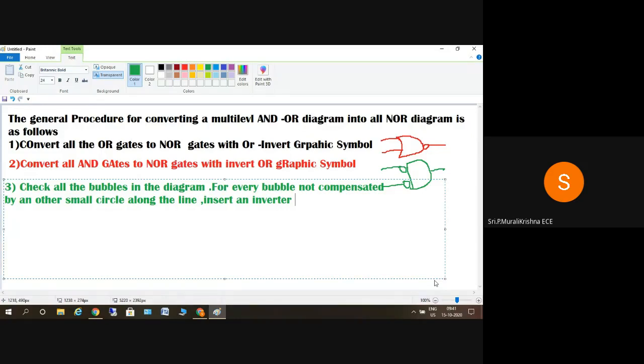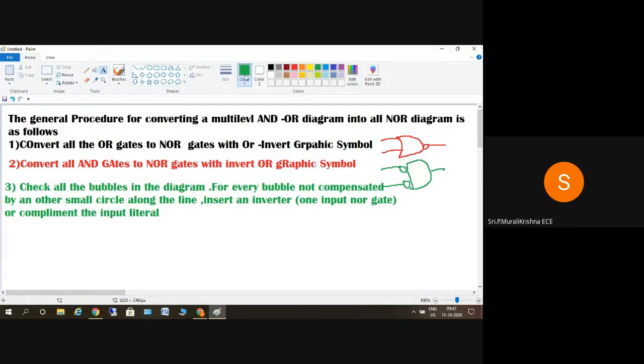One input NOR gate. Okay, so one input NOR gate or complement. So this is as earlier, OR complement the input literal. Okay, so this is as usual. So why do we have to do this? The properties of it, we'll see the truth table of the NOR gate here.